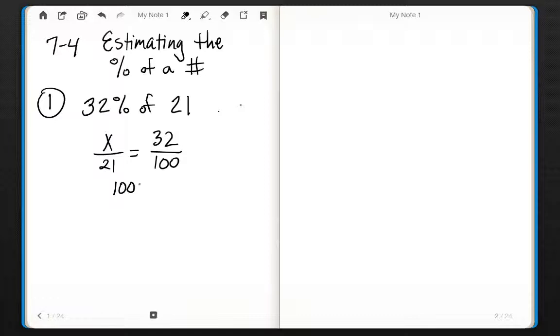So then we do cross products. 100x equals, was it 672? Yeah. Divide both sides by 100. So x is equal to 6.72. Can we use our calculator? If it's not estimating, yes. But we're about to do estimating, and you shouldn't need a calculator for that.